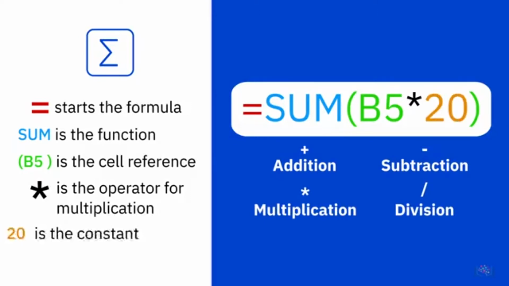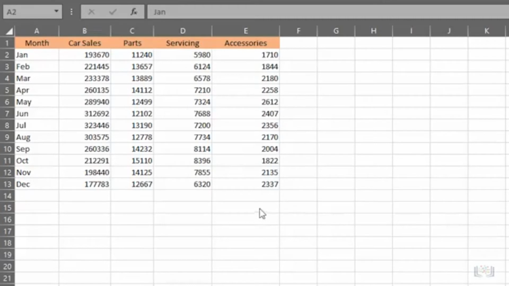You may also use constants in your formulas, which, as the name suggests, are numbers or values which you can enter directly into a formula, and which don't change. This might be a whole number, such as 5, it might be a percentage, such as 10%, or it might even be a date. So a typical formula might be =SUM(B5*20), which would take the value in cell B5 and multiply it by 20. Let's start with a few basic calculations.